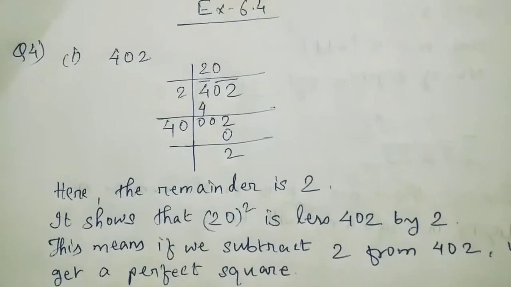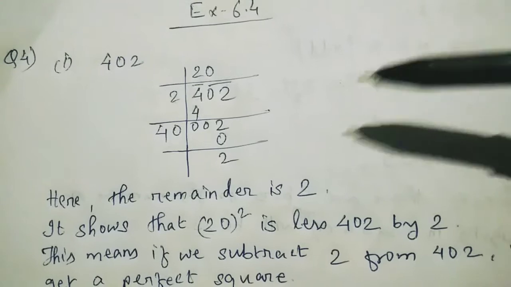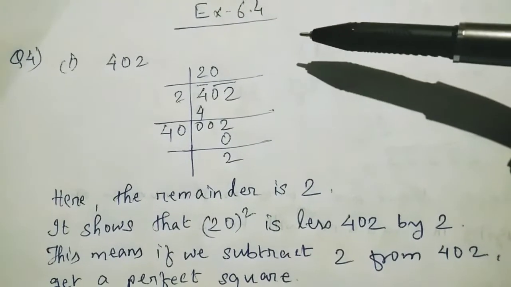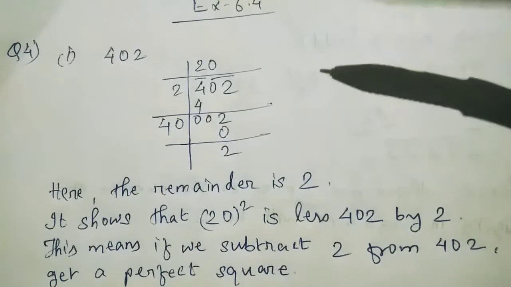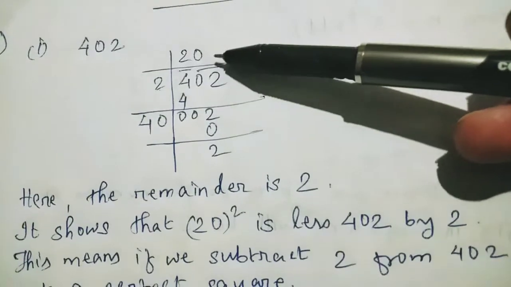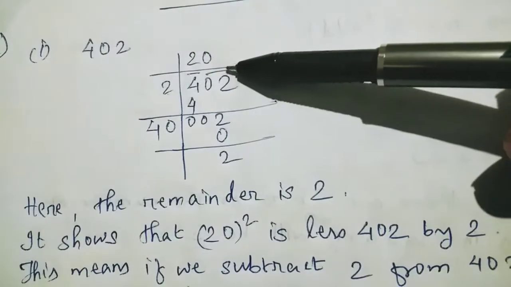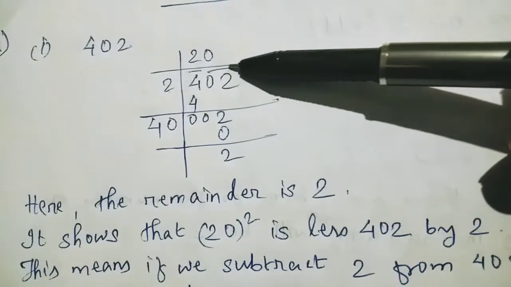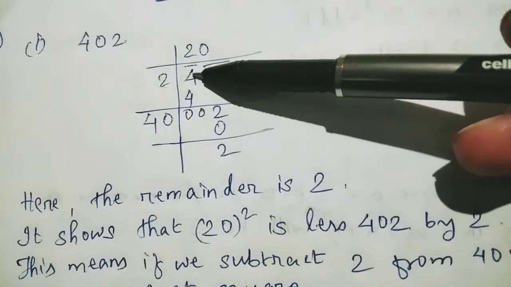So students, let's see how to solve this question. 402 is given, it is not a perfect square, so you have to make it a perfect square. By which number do we have to subtract this number to get a perfect square? For this, first of all you have to take out the square root by the division method. For 402, you make the pairing like this, two numbers on this side and one number on this side.